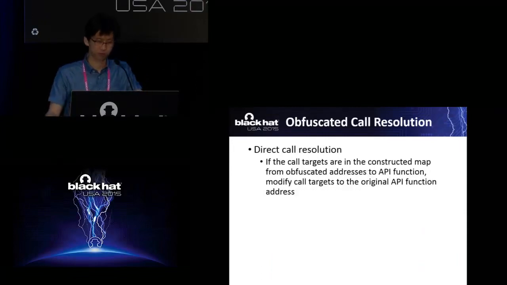And there are direct calls and indirect calls, so we need different handling for each. Direct call resolution is done like this: if the call targets are in the constructed map from obfuscated address to API function, we need to modify the call targets to the original API function address.